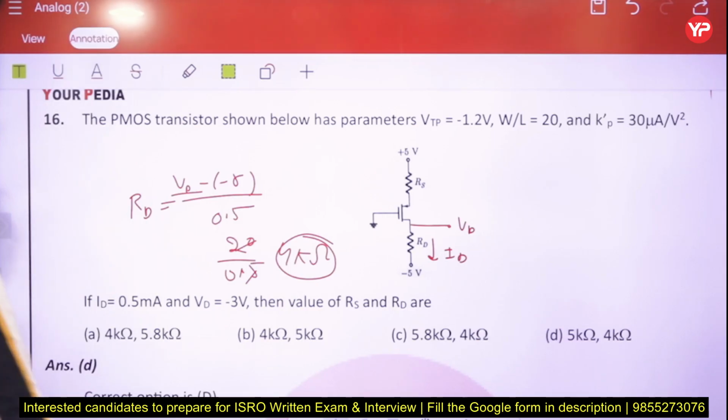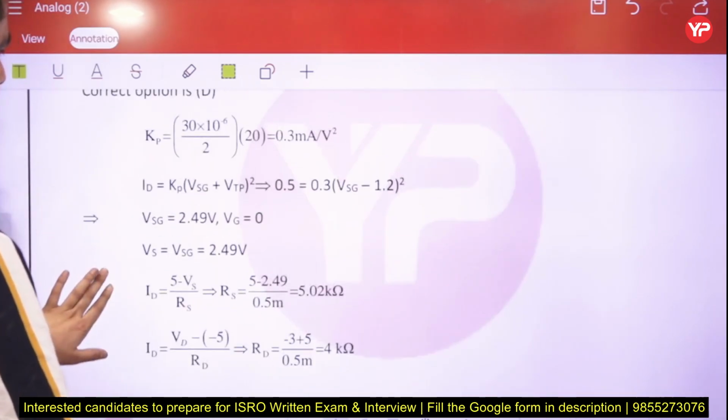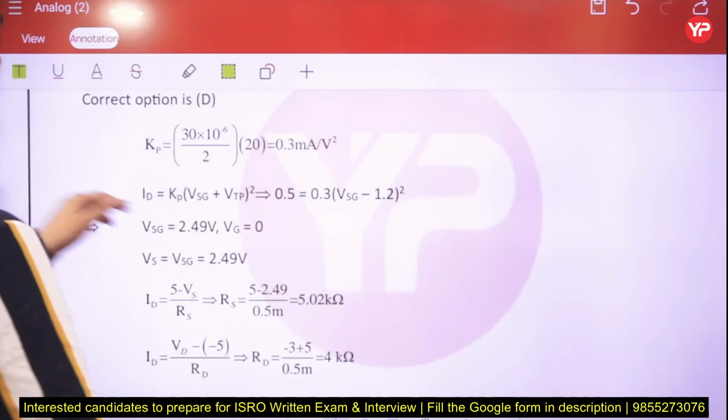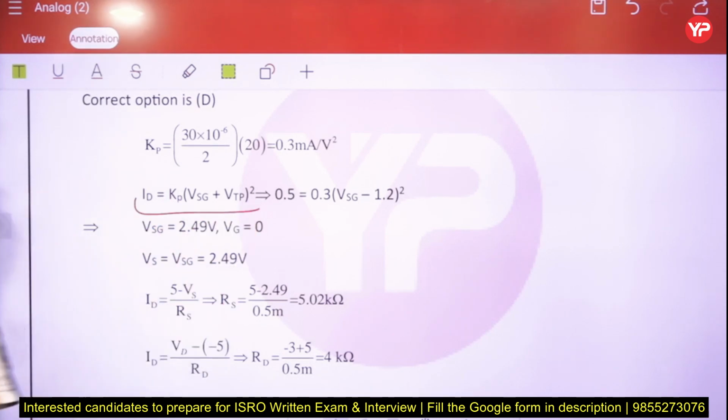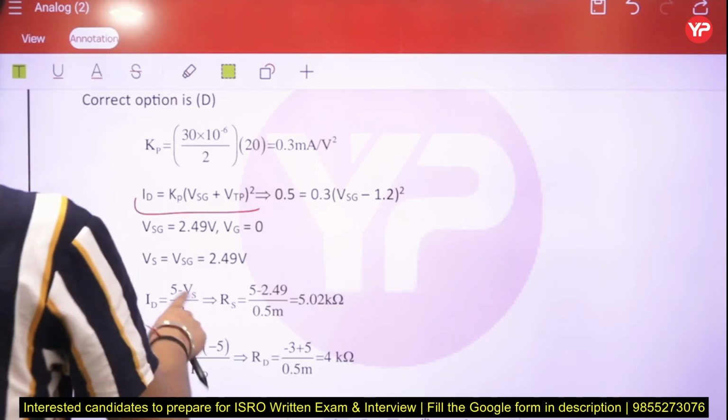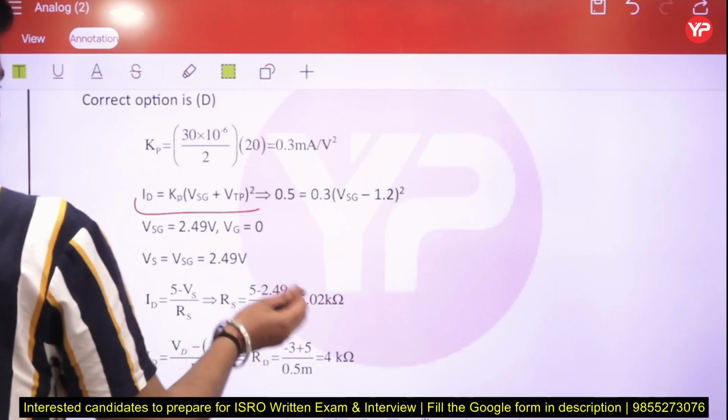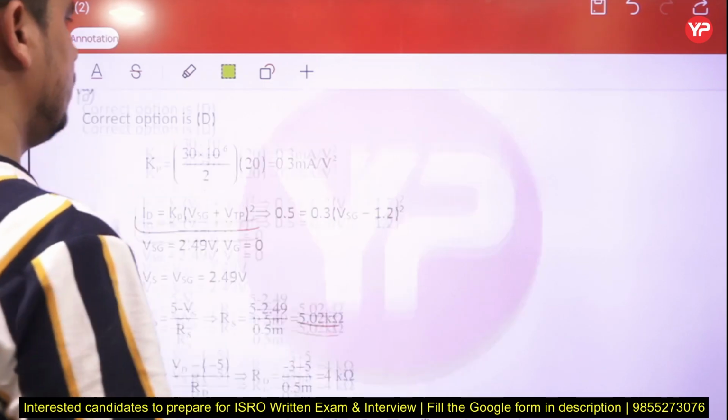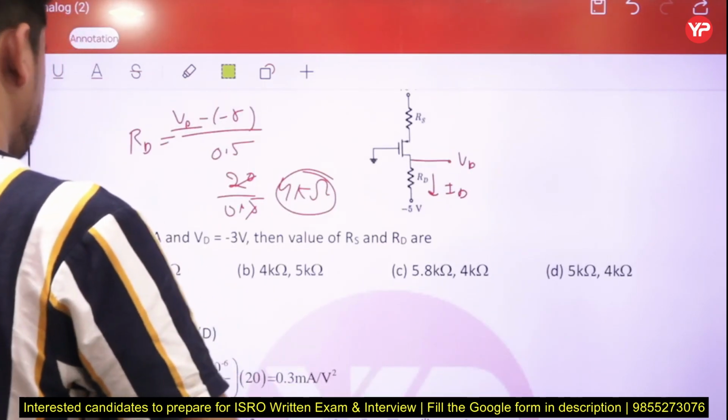Now from the Kp you can calculate using this equation, ID is equal to Kp times (VSG plus VTP) whole square. So from this equation we calculate VSG, and from that we get VS, which is equal to 2.49, and from that we can calculate RS as (5 minus VS) upon ID. RS is going to be 5.02 kilo ohm. So the answer is D.